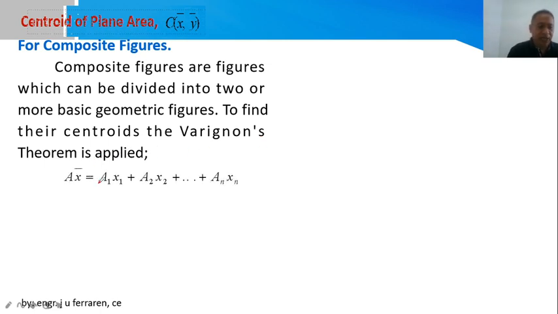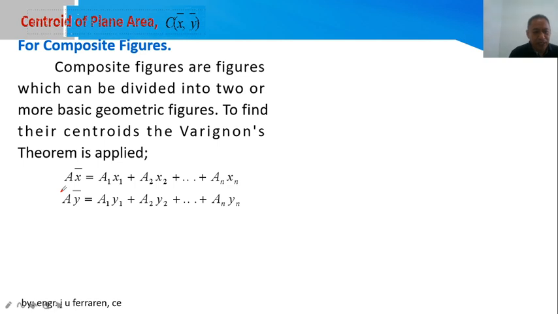So here is the formula. It is coming from Varignon's theorem. This is the summation of the product of area and its moment arm, so the distance from the centroid to an axis of reference. So the total area with the distance of the centroid from the axis of reference. Actually, this behaves under Varignon's theorem.